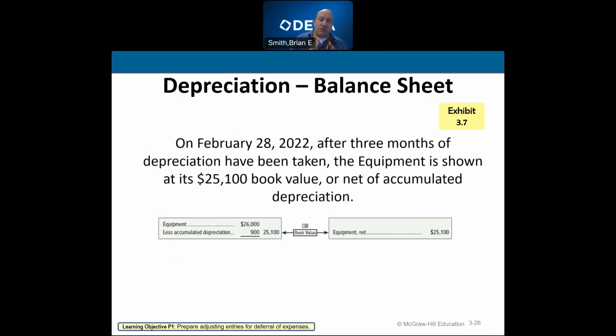Again, for purposes of accounting 111, all you're going to need to know is depreciation expense was $300. What's your journal entry? You debit depreciation expense $300. You credit accumulated depreciation for $300. You're done. Okay.